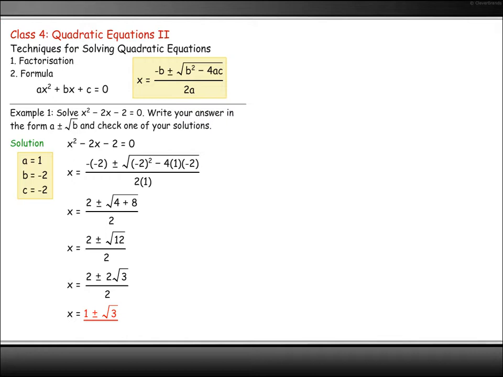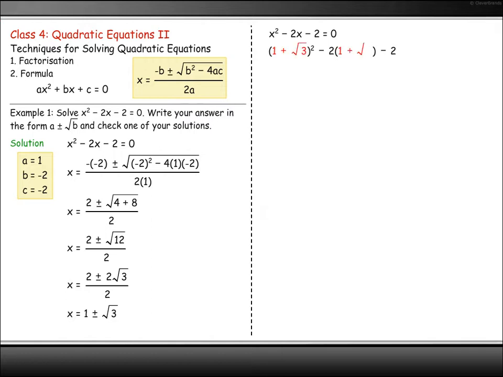Check the first solution is correct. Substitute 1 plus root 3 in for x in the quadratic equation. Everywhere you see x, replace it by a bracket and fill the bracket with 1 plus root 3. A bracket squared means you multiply it by itself. Now multiply out brackets term by term.